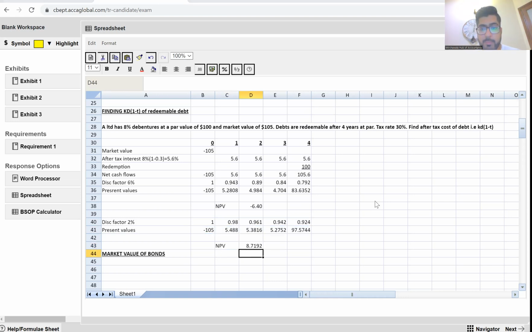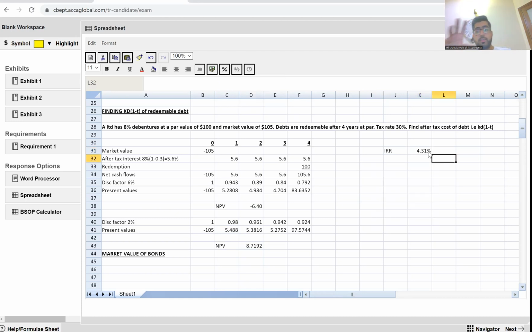Once you have the negative and positive NPV, you can go and place them in the IRR formula. So the IRR formula is small a, rate of positive NPV, that's 2%, plus capital A. What is capital A? Positive NPV. It's D43 over D43 minus negative NPV, D38, into small b, the rate of negative 6% minus 2%. For percentage to 2 decimal places, click on percentage, 2 decimal places. 4.31% is the IRR.